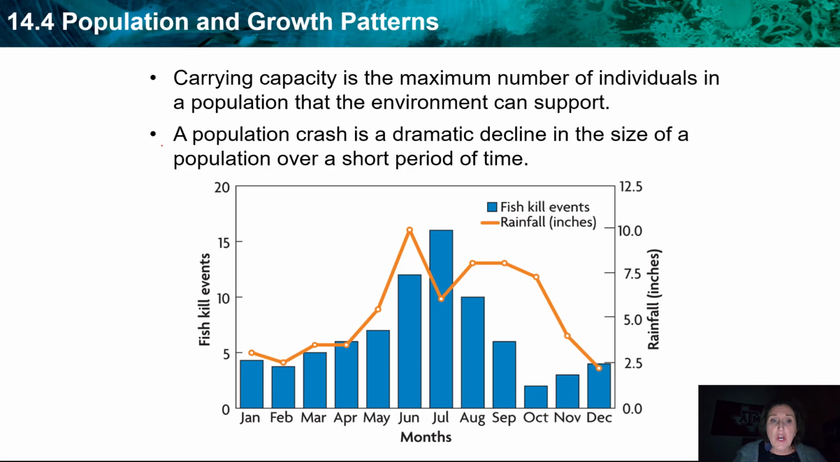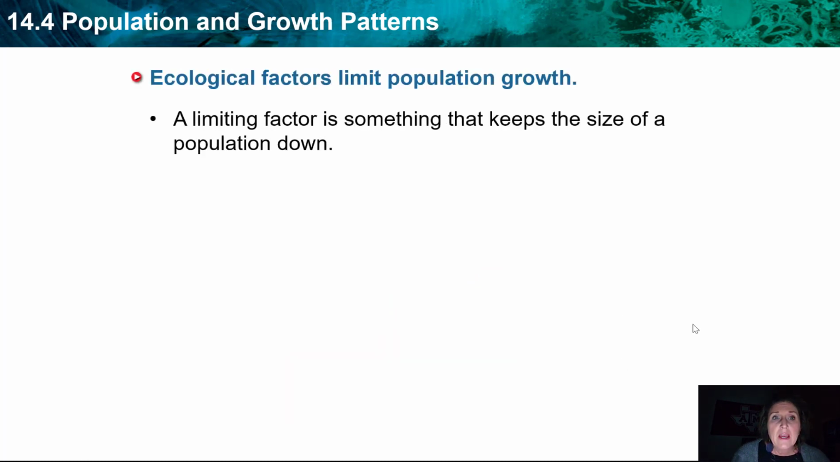Okay? So you can see that as the rain increases, your population increases, right? The rain came in June, so in July you had a lot more fish to kill, right? And then as the rain declined, so did the population. A limiting factor is something that keeps the size of the population down. So this is what is going to determine your carrying capacity. Carrying capacity is very important.